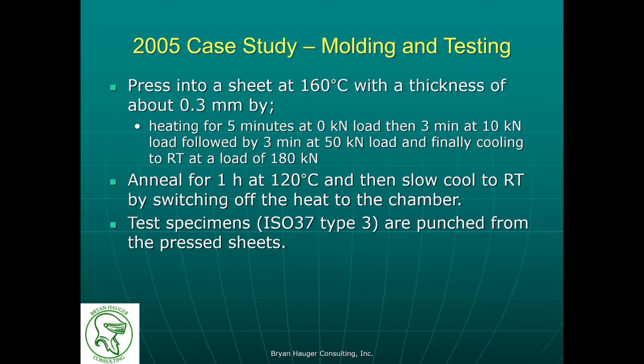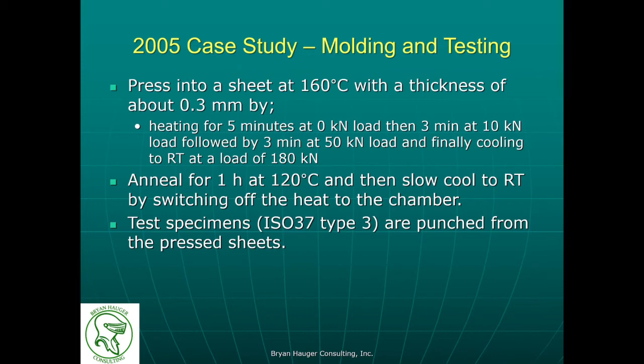specimens, you anneal the thin sheet by heating to 120 degrees Celsius for 1 hour and then slow cooling. In the 2005 case study, they just turned off the heat, but in the ISO test method, they require slow cooling at an average rate of less than 2 degrees C per minute. In 2005, they used ISO Type 3 tensile bars as the test specimens, but in the ISO test method, they have slightly modified the geometry of the ISO 37 Type 3 tensile bar.